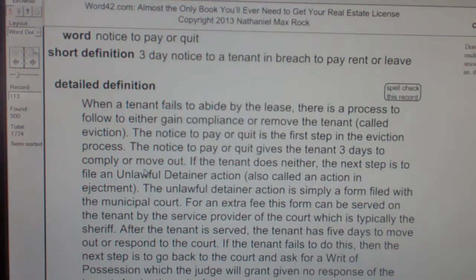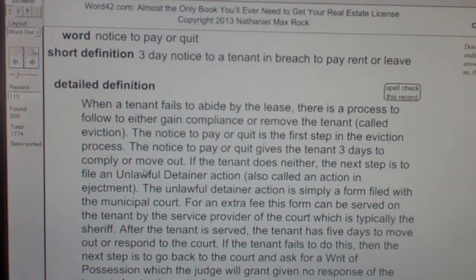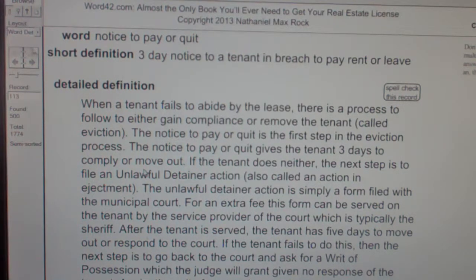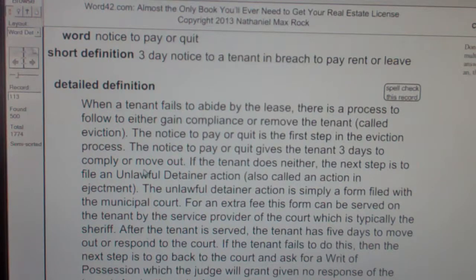If the tenant fails to do this, then the next step is to go back to the court and ask for a writ of possession, which the judge will grant given no response of the tenant. Again, the writ of possession needs to be served on the tenant, and 5 days later, the sheriff can physically remove the tenant. The notice to pay or quit is the initial notification of the tenant to either abide by the lease, pay the rent, or move out.